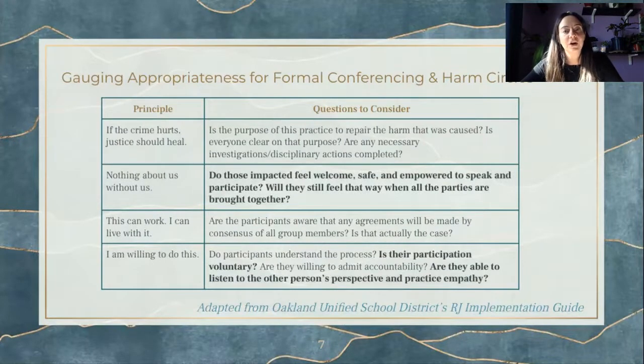Formal conferencing and harm circles are almost never suitable for instances of bullying. I typically use this framework to gauge appropriateness for those formal practices. As I assess a conflict, pre-meet with those involved, and facilitate the practice, I want to be able to answer yes to these questions with a reasonable amount of certainty. I've highlighted the questions that are particularly concerning for bullying.